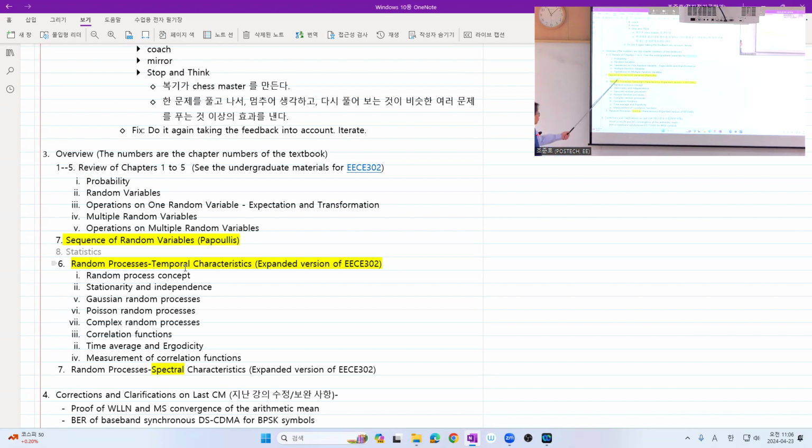And then we move to chapter 7, which we entitled Random Processes with the subtitle Spectral Characteristic. That is one of the most important materials related to communication engineers, because most physical layer communication engineers are required to know what power spectral density is and how to use a measurement device called the spectrum analyzer.